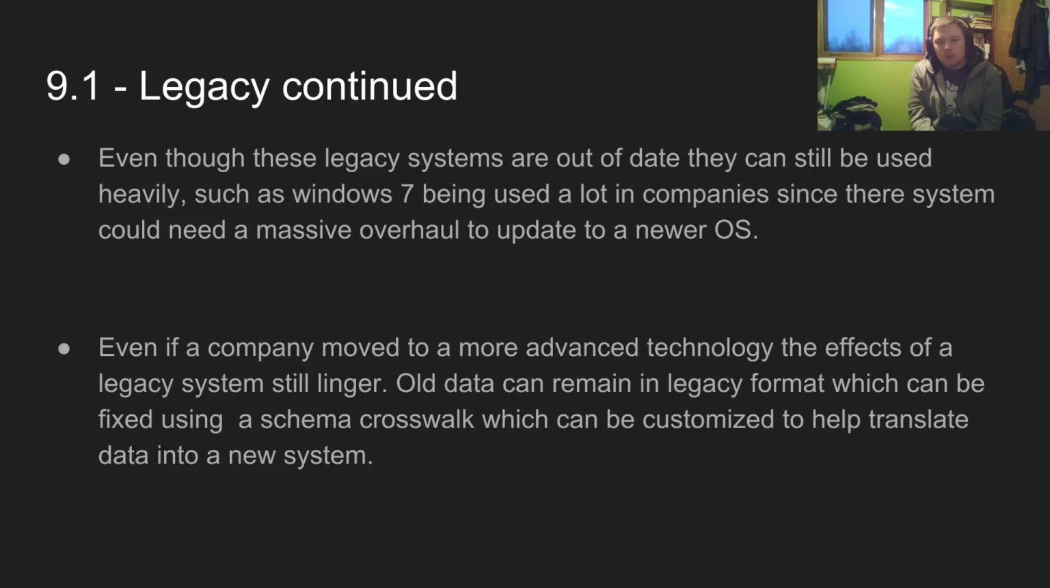Even if a company moved to a more advanced technology, the effects of a legacy system still linger. Old data can remain in legacy format, which can be fixed using a schema crosswalk, which can be customized to help translate data into a new system.